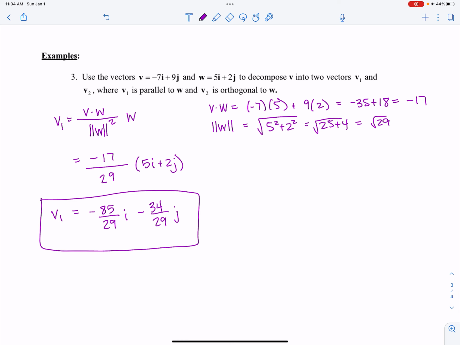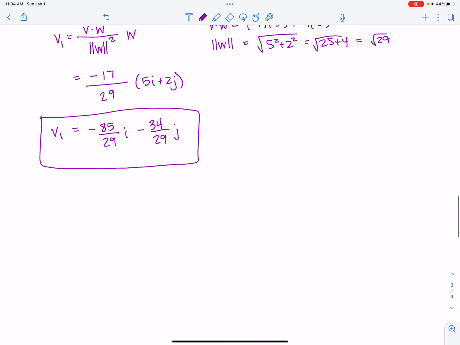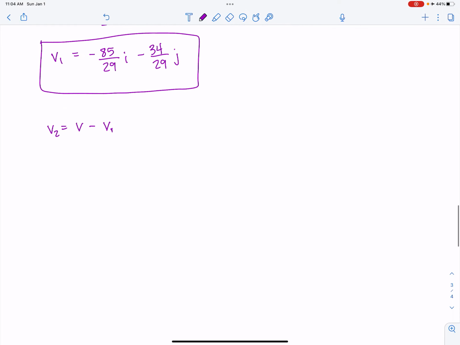Now, v2, we take our v and we just subtract off what v1 was. And that will give us what is orthogonal to w. So v was -7i plus 9j. And we're going to subtract off v1, which is -85 over 29i minus 34 over 29j.